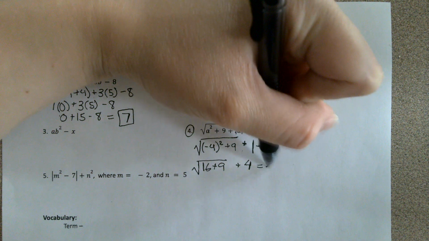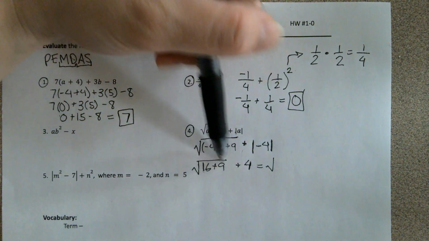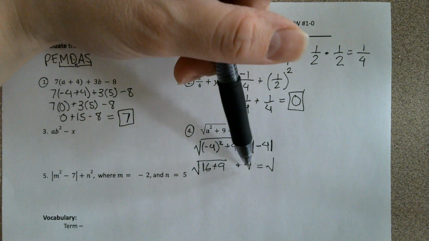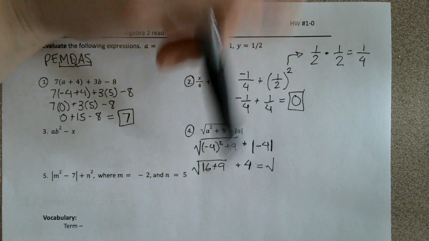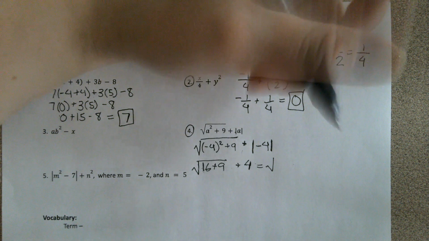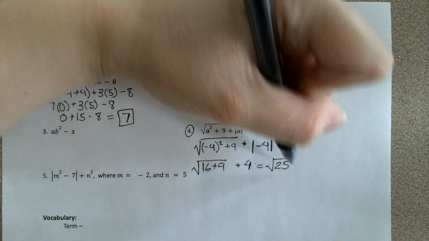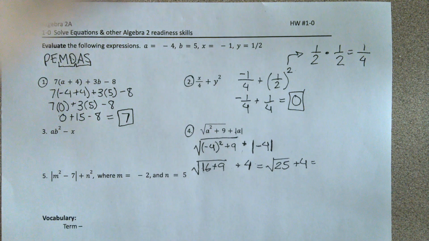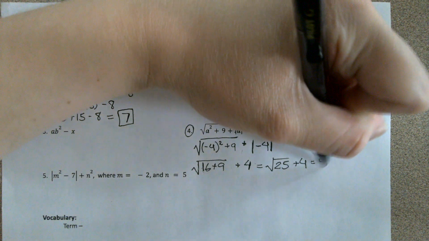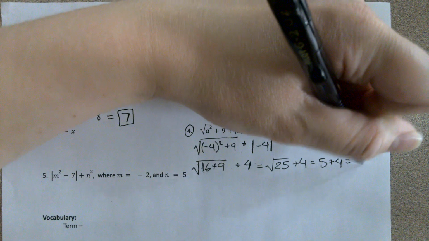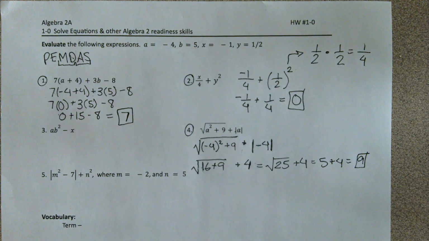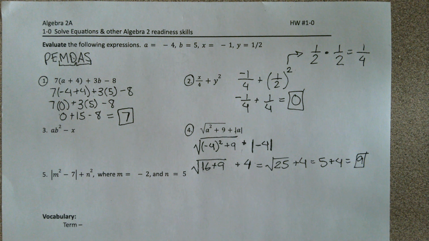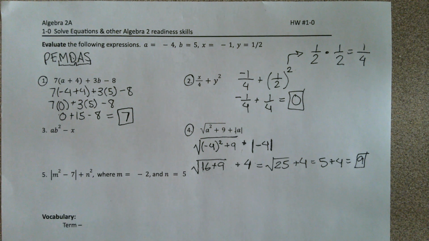Okay, from here, adding under the square root first. We can't bring that 4 in yet because it's not inside under the square root. 16 plus 9 gives us 25. Plus 4. Square root of 25 is just 5. Plus 4 gives us 9. So that's all I'm going to do from the top section, 3 and 5.